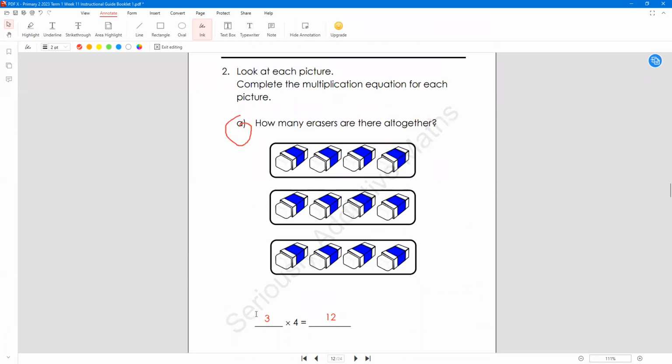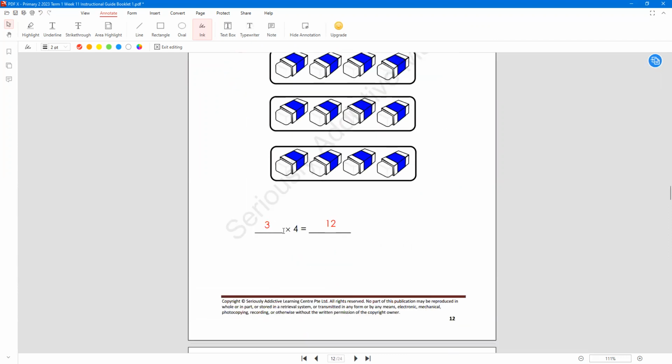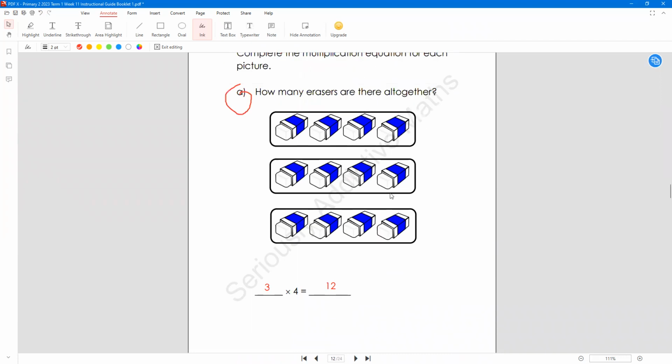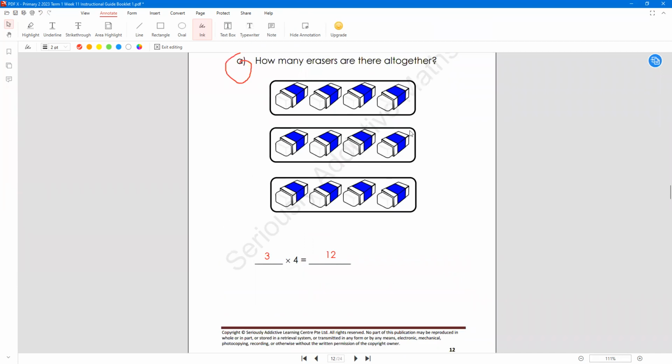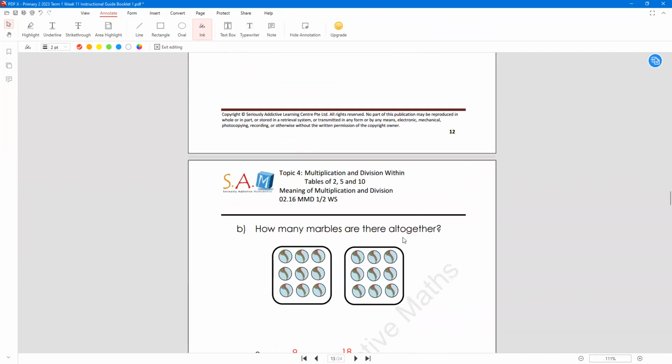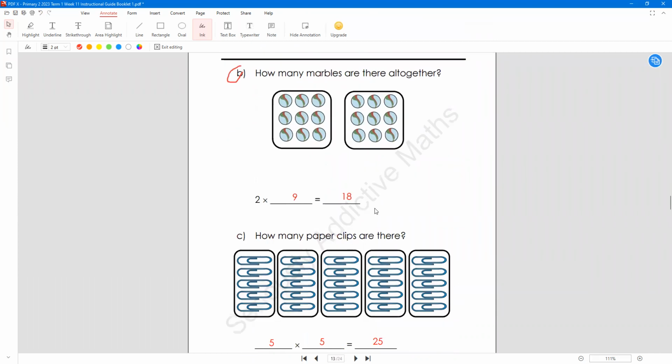where they are required to write the equation. Here, you might want to do one with them first. How many groups are there? There are 3 groups, and each group has 4 erasers. So the equation is 3 times 4 equals, and they can add on 4, 8, 12. Some of them may still be counting one by one, and that's fine as well. It's more about understanding. Then get them to do B on their own. See if they understand that this is 2 times 9.